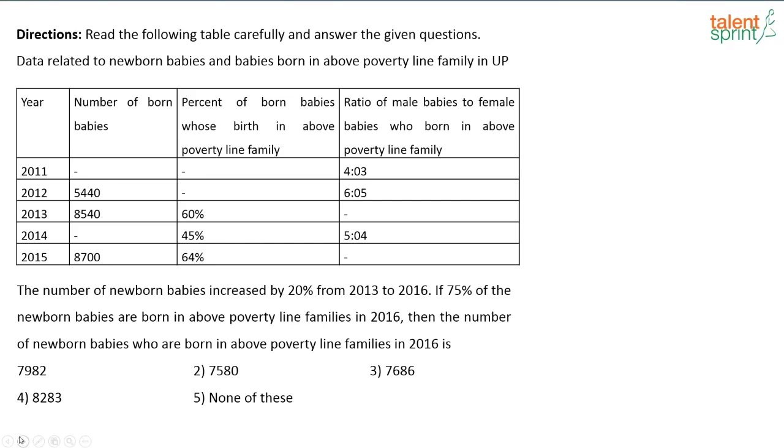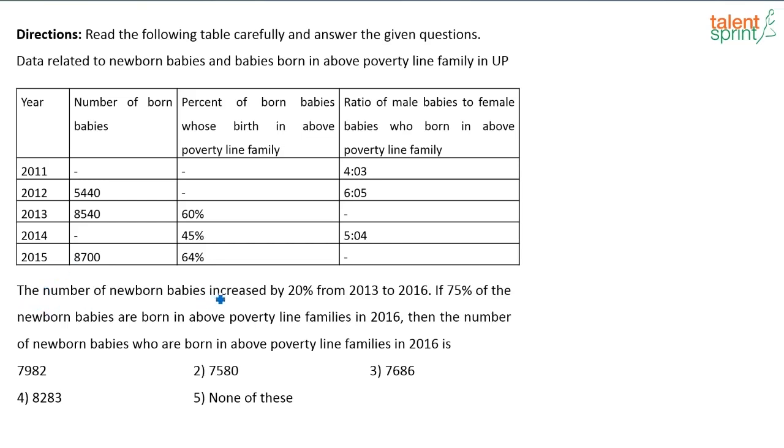The number of newborn babies increased by 20% from 2013 to 2016. If 75% of the newborn babies are born in above poverty line families in 2016, then the number of newborn babies who are born in above poverty line families in 2016 is dash. So how will you solve this? It's very easy actually.